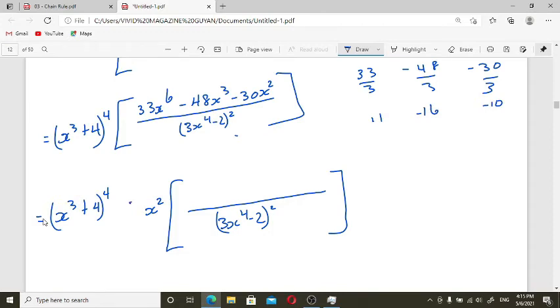So if I decide to put a 3 with the x squared, it will leave me with 11x to the 6 take 2, 4, minus 16x, 3 take 2, 1, so it's just x, and since I took the square from that, minus 10. So x cubed plus 4 all raised to the 4th of 3x squared. Then in my square brackets is 11x to the 4th minus 16x minus 10, all being divided by 3x to the 4th minus 2 squared. Yeah.